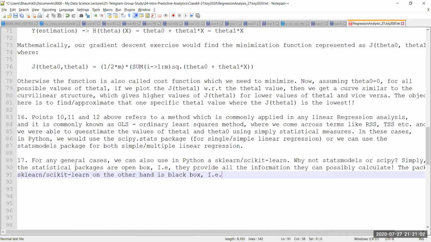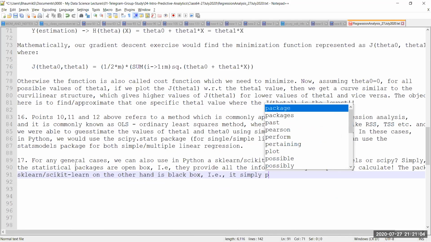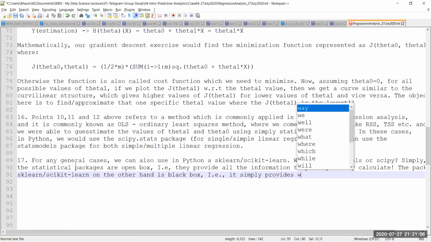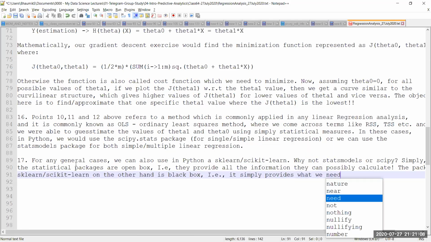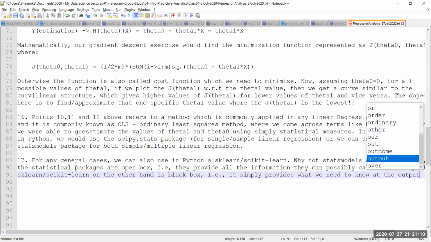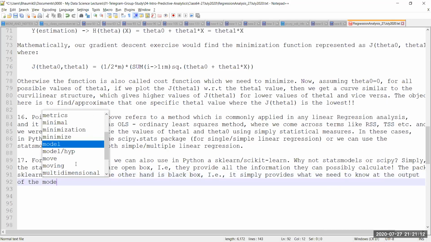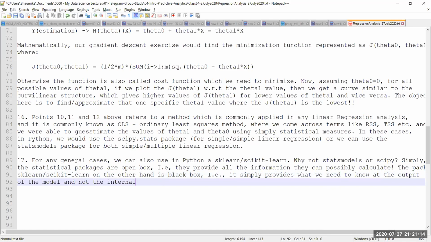That is, it simply provides what we need to know as the output of the model and not the internals of the model. Okay, now there is a good thing, there is a bad thing. Keeping in mind, you need to explain the model to people who don't know how or what is the definition of, let's say, modeling. Using sklearn or scikit-learn in many cases is really good.